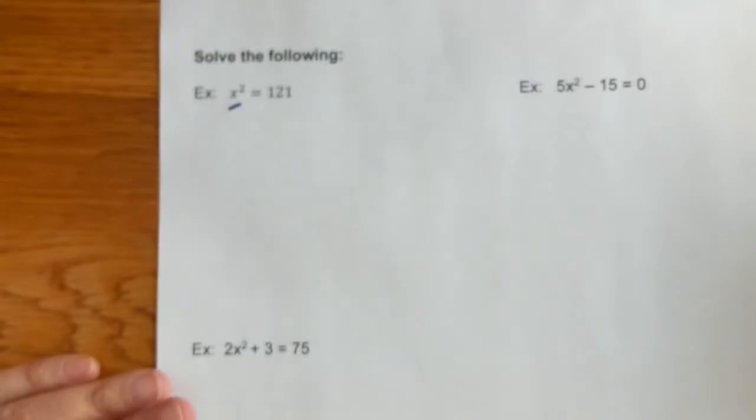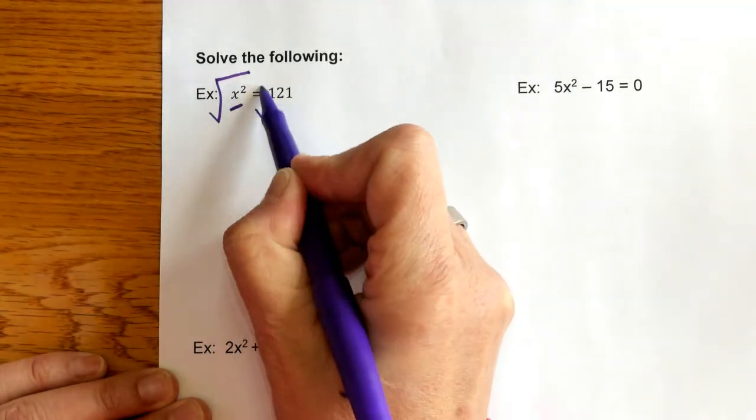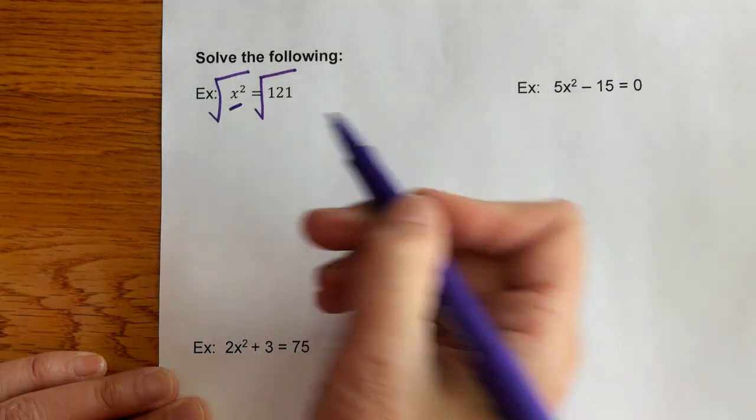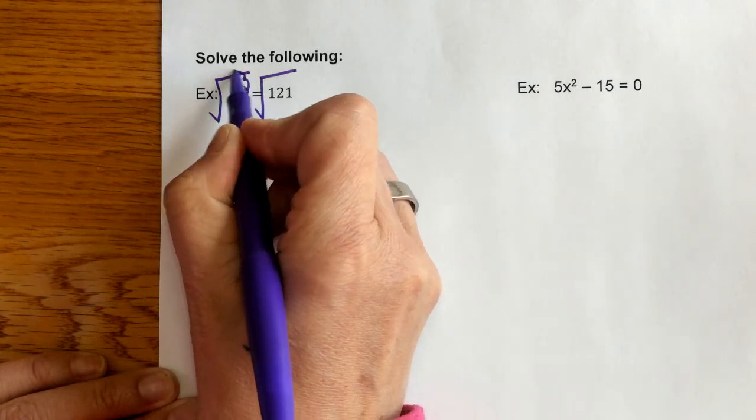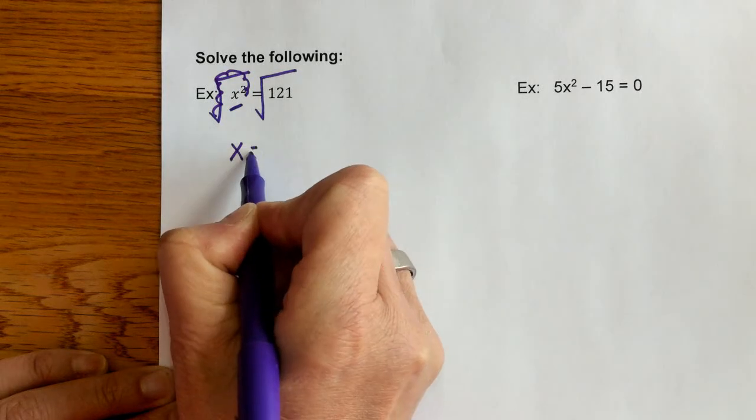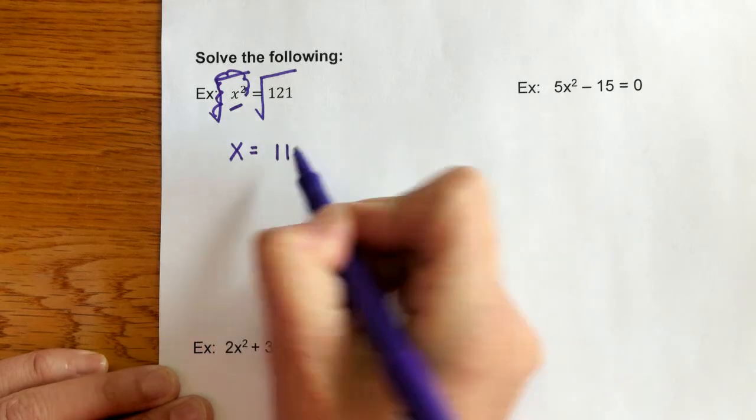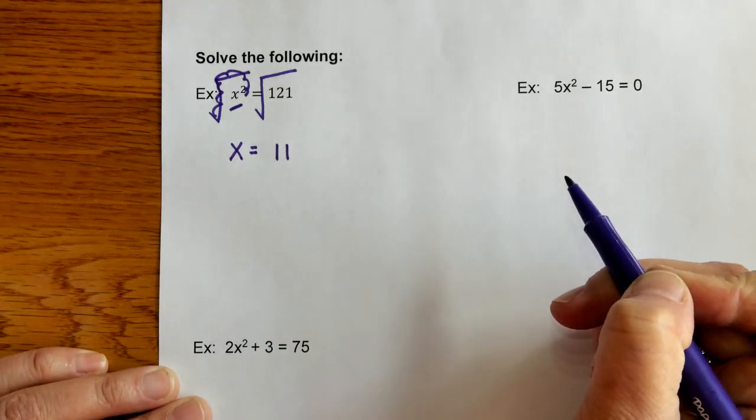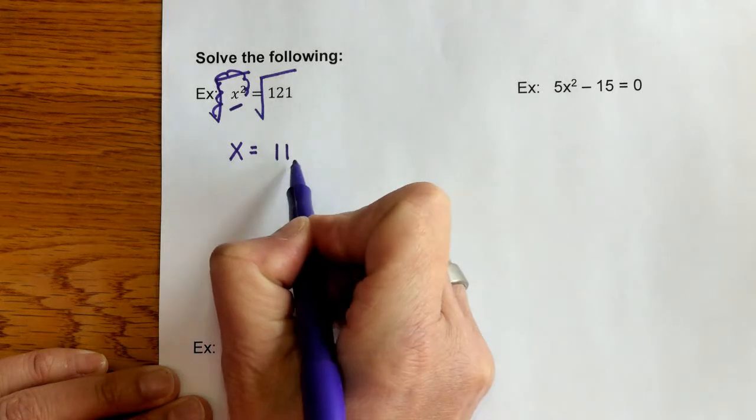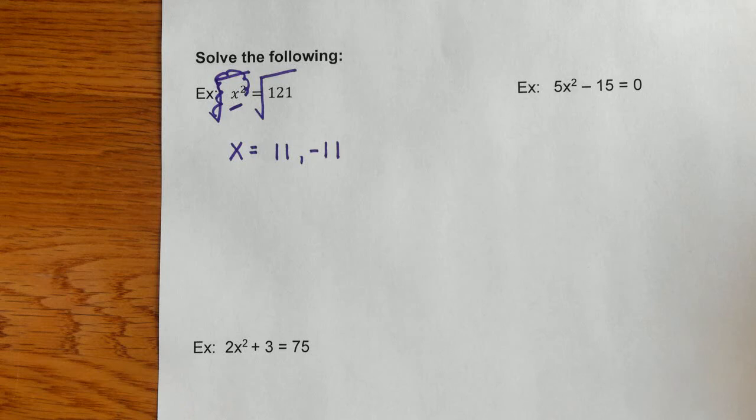Now when we are doing these problems, to undo a square, you take the square root of both sides. And when you do that, this little 2 and the square root cancel each other out, and you are left with x. Now the square root of 121 is 11, because 11 times 11 gives you 121. But you have to remember, negative 11 times a negative 11 also gives you 121. So with the square roots, you're going to have 2 answers.